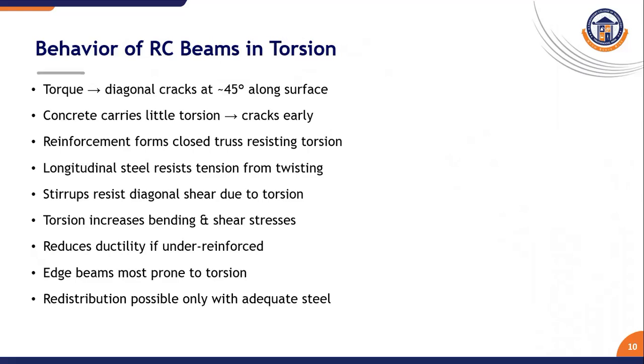Behavior of RC members in torsion. When torque acts, diagonal spiral cracks form at about 45 degrees. Concrete has very little torsional strength, so reinforcement is arranged as a closed truss. Longitudinal bars resist the tension, while stirrups resist the diagonal stresses. Torsion also increases the bending and shear, making edge beams more critical. Proper detailing avoids brittle failure.